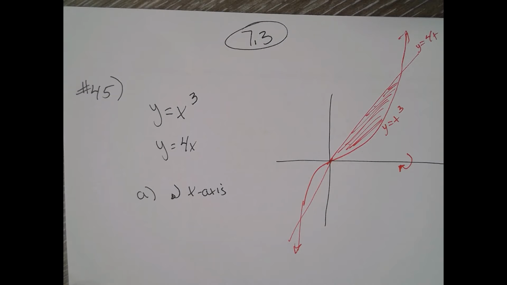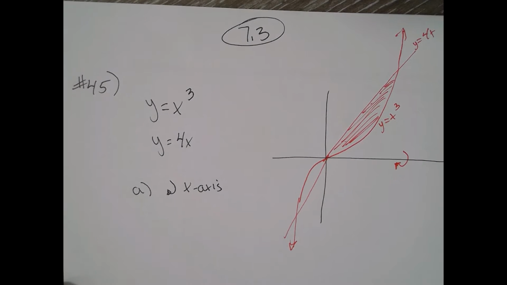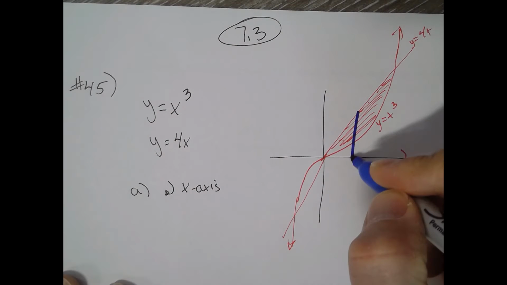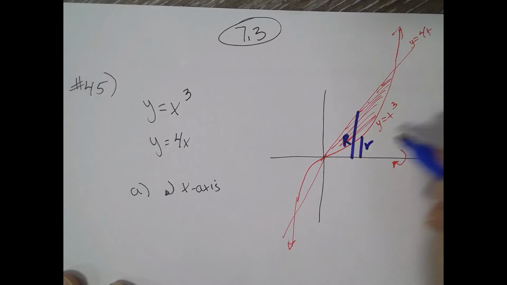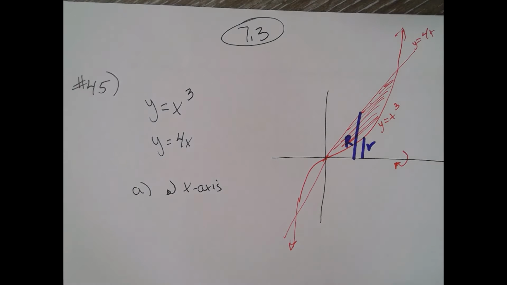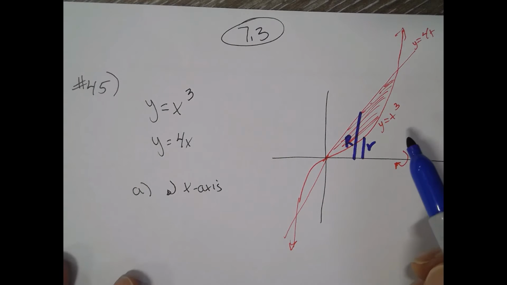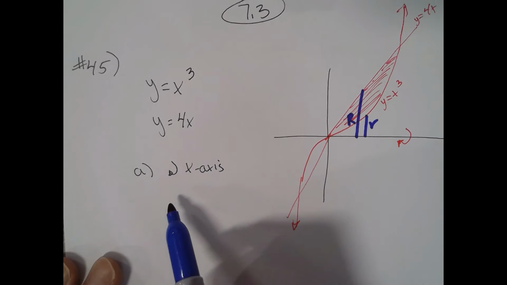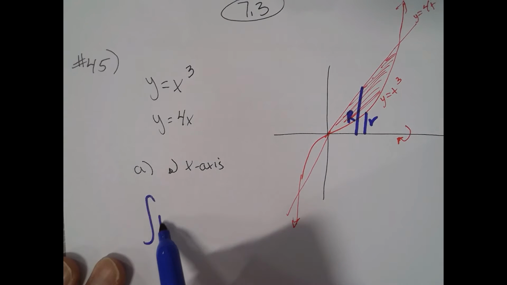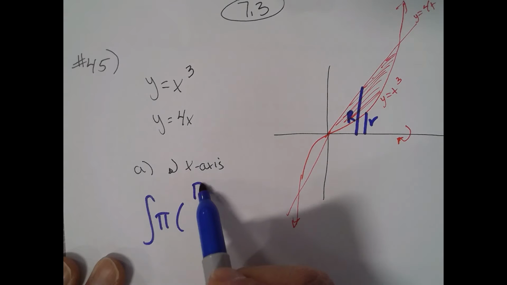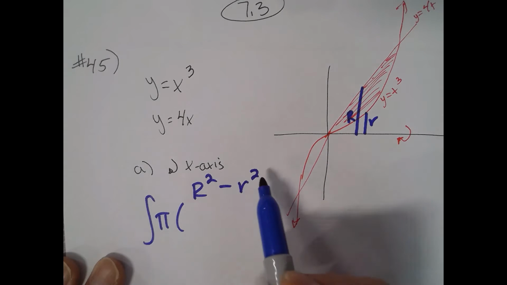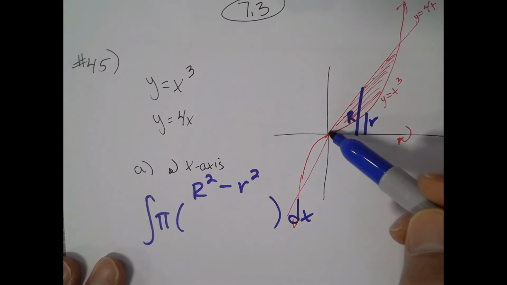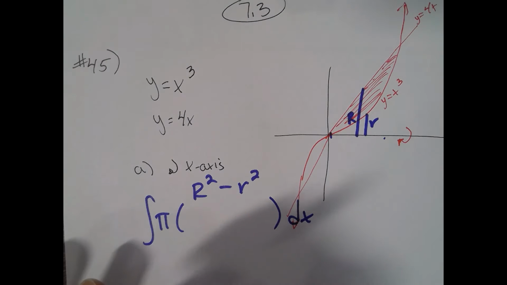So we could use either the shell method or the washer method. If I use the washer method, that's my big R, and that's my little r. So washer style, it would be the integral of pi times big R squared minus little r squared dx from here to here. So let's find out where they intersect.